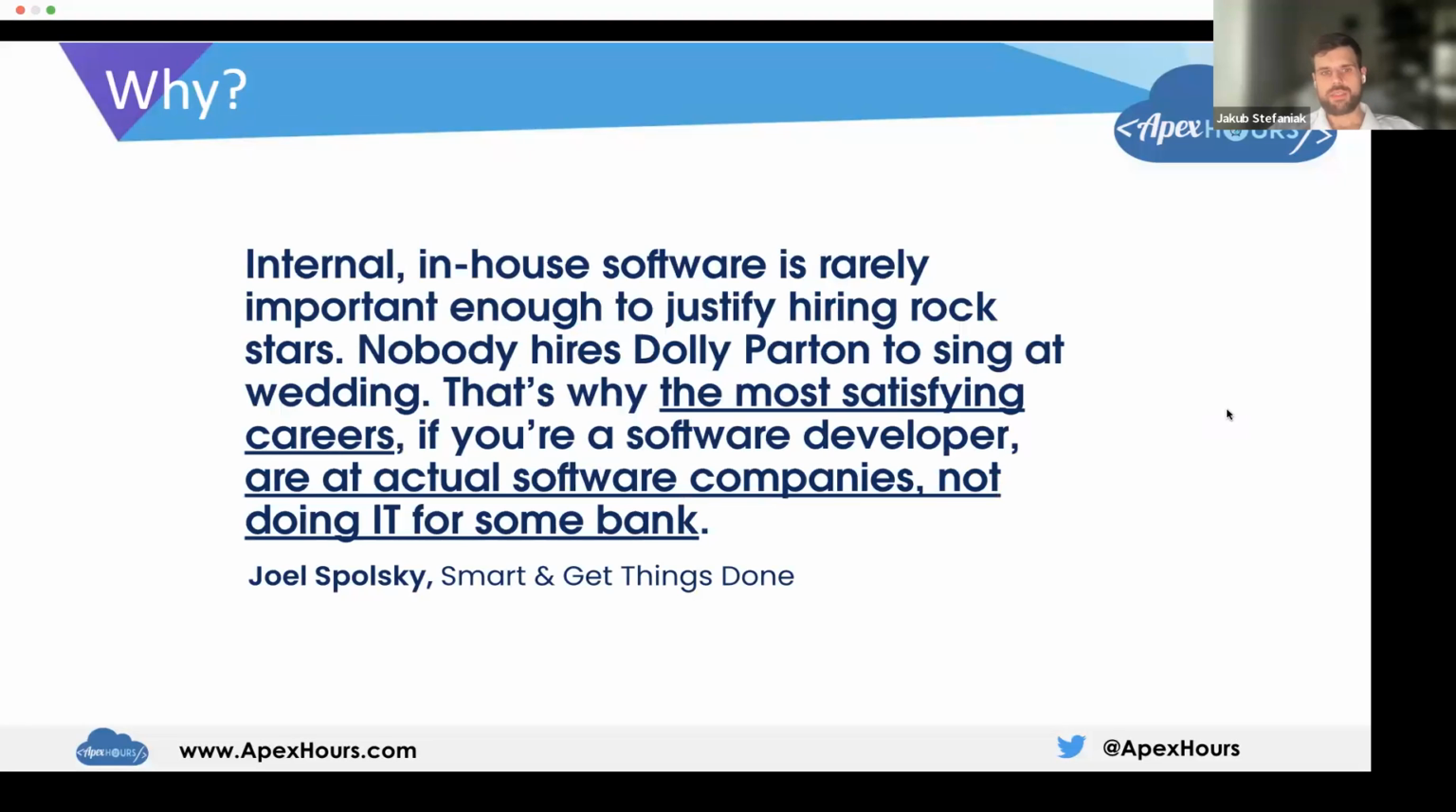The reason is that I really like this quote from Joel Spolsky, so let me read it loudly for you. Internal in-house software is rarely important enough to justify hiring rock stars. That's why the most satisfying careers, if you are a software developer, are at actual software companies, not doing IT for some bank. And it's exactly in context of the Salesforce ecosystem.